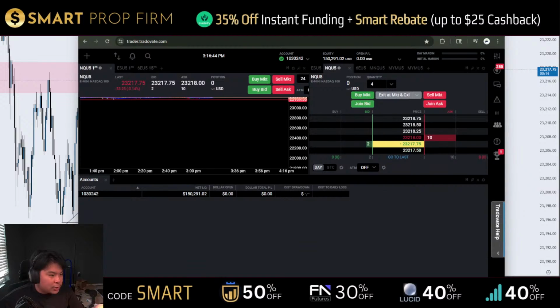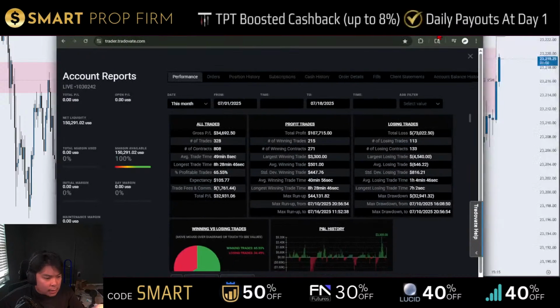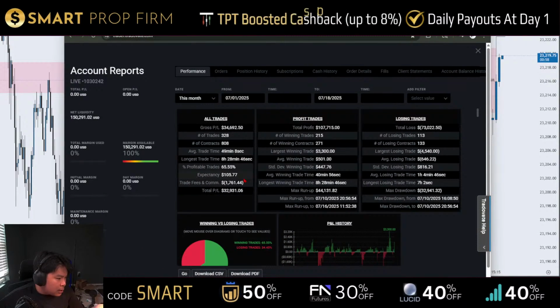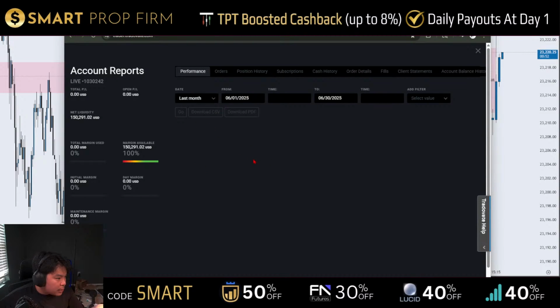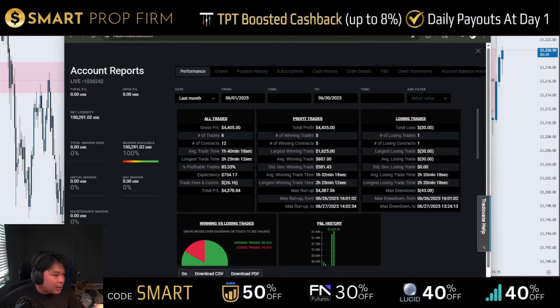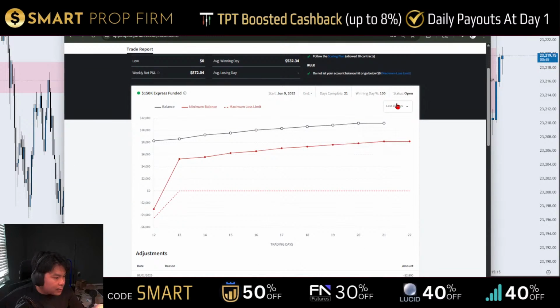So I'll go on my Trade Evade here. This is my live account. Let me see if I don't show anything personal first. I'll do this month. I don't think anything's personal. 32,000 profit for this month, July. And if I go to last month, it's this 4,000. I didn't really share that much last month. And if I go to Top Step, you can see all my results.